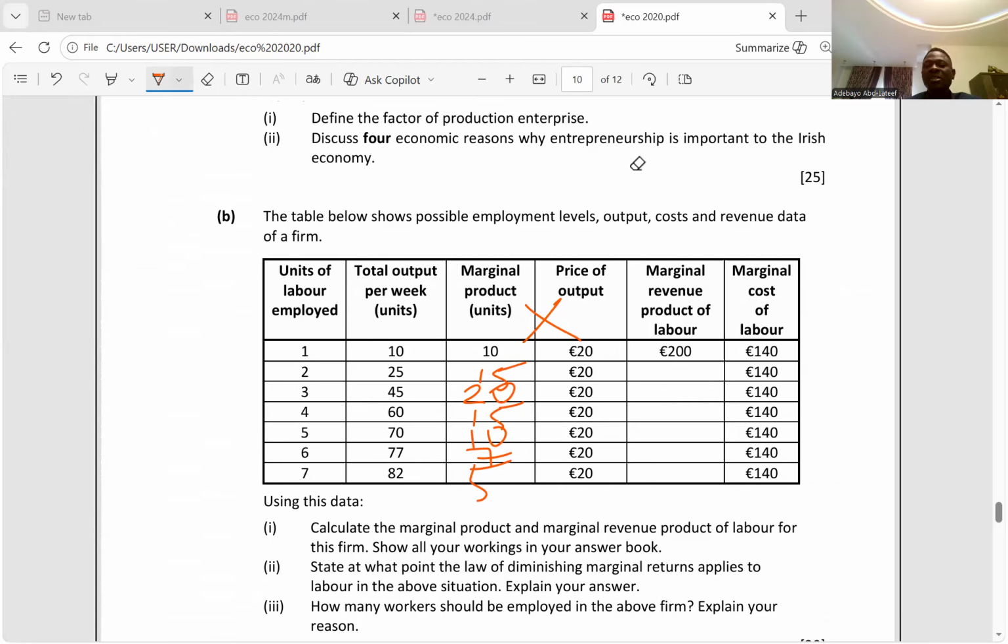This multiplied by this gives us that. So we have 300 euros. We have 400 euros. We have 300 euros. We have 200 euros. We have 140 euros. We have 100 euros. So that's how to calculate marginal revenue. Marginal revenue is the price of output multiplied by marginal product, and to get marginal product, it is total output 2 minus output 1. I think that is clear.